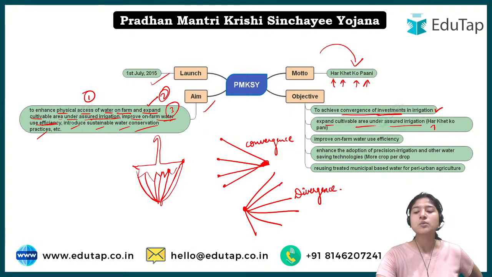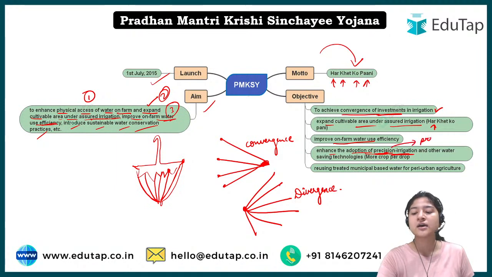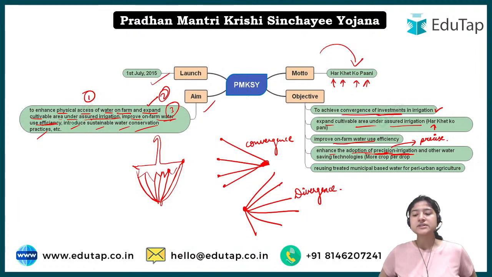Next is to expand cultivable area under assured irrigation. That is the motto, हर खेत को पानी, to expand the area. जितने खेत है उतने बने और सब में पानी हो. That is the objective of this. To improve on-farm water efficiency, we have already discussed that. To enhance the adoption of precision irrigation. This word precision has come from the word precise, that is, maximum accuracy. That is what precise means.